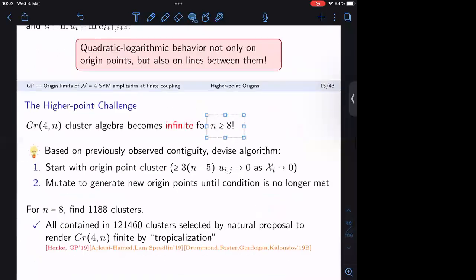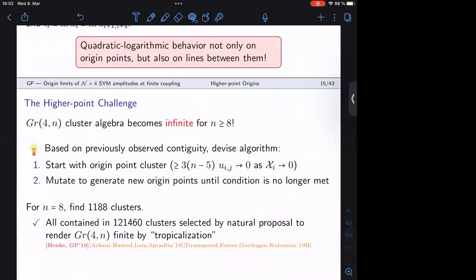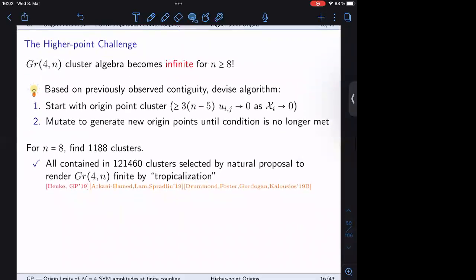So we devised an algorithm where you just find one origin point cluster. You can easily do this. In fact, you can once and for all find such a cluster for any n, and then you keep mutating and you check, is the new cluster obtained also an origin point? If yes, I continue mutating. If not, I stop. And in this way, we found 1188 clusters of origin limits. And this was much simpler than trying to sift through.